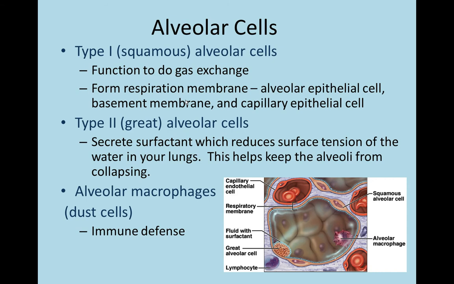We also have macrophages in our lungs. They're called dust cells or alveolar macrophages. And you already learned about macrophages in the immune system. They're all about phagocytizing pathogens to help protect your lungs in this case.